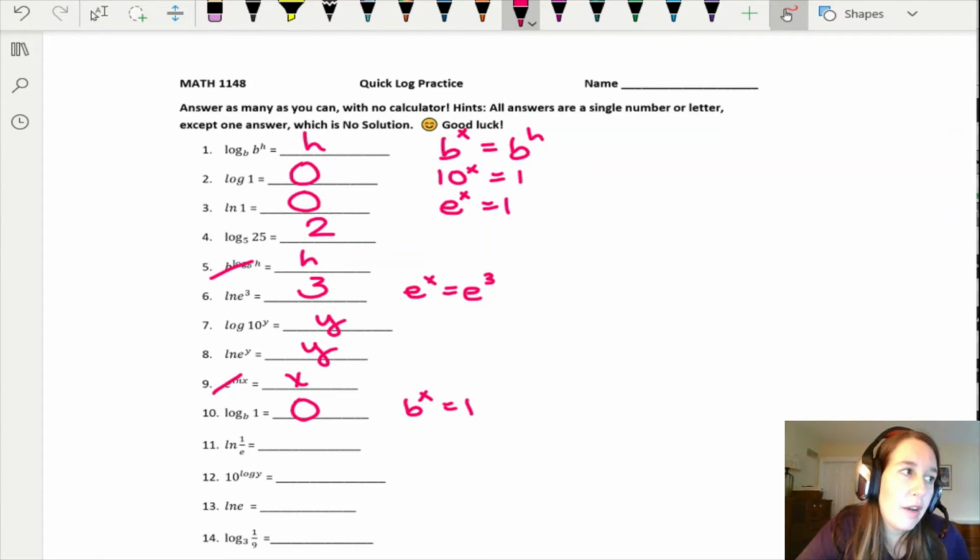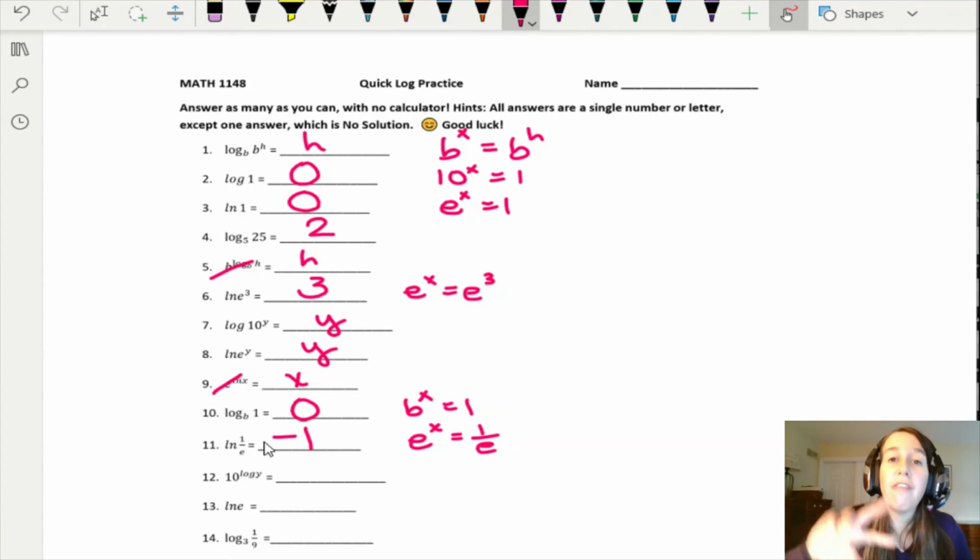All right, so now the base is e. So what exponent would make e become 1 over e, right? So e to what power would equal 1 over e? Okay, that is the negative 1 power, because we want to flip the fraction, right? All right, now we have 10 to the log base 10, right? That's that common log. That's equal to y.